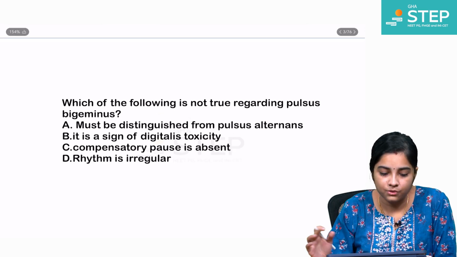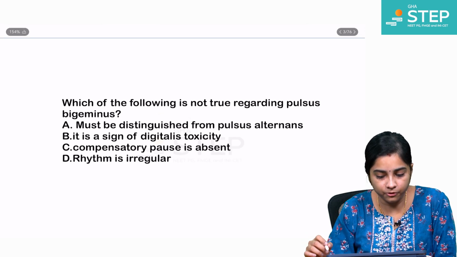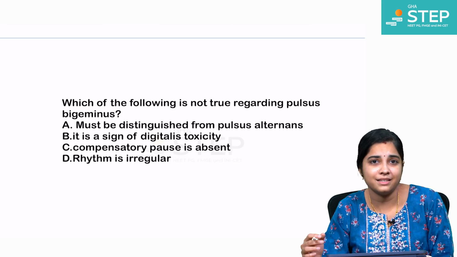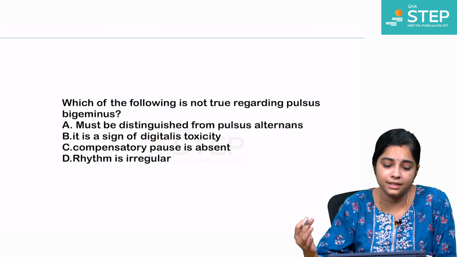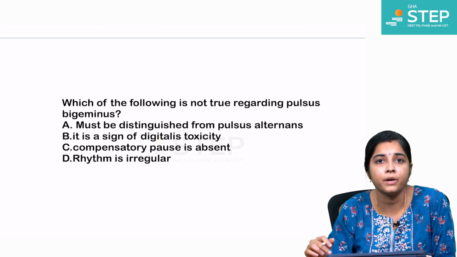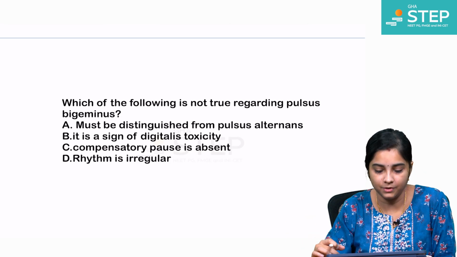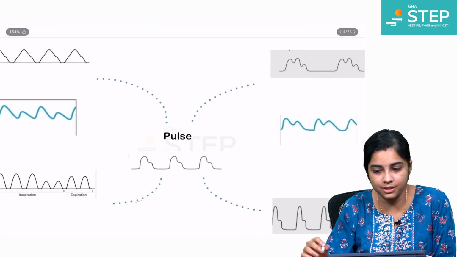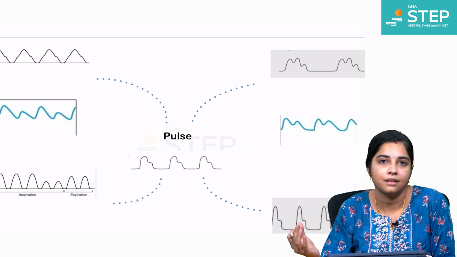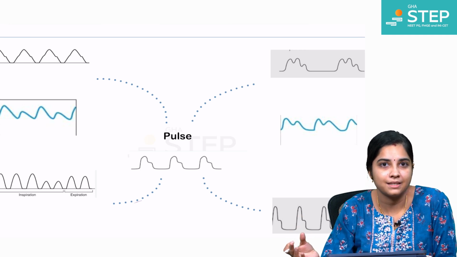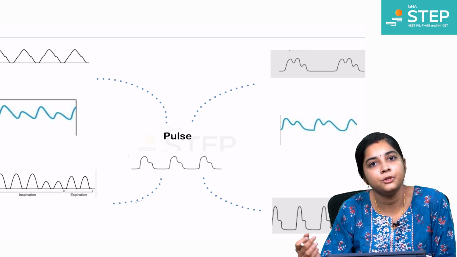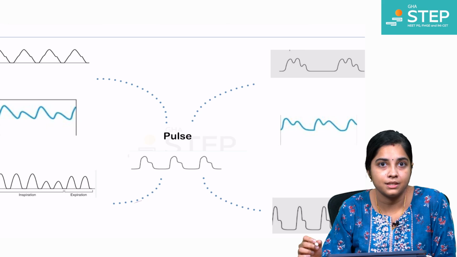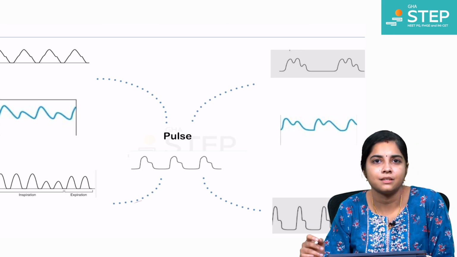Okay, so let's begin. So the first question, which of the following is not true regarding pulsus bigeminis? So to understand what is pulsus bigeminis and to understand this type of question, we should be knowing everything in and around the pulse. Okay, so let us go to the discussion of the pulse and let us attempt this question thereafter. So what is a normal pulse? Pulse is basically the pressure waveform that is generated during the heart's contraction, which is then transmitted across the arteries to the peripheries. So that is what is a normal pulse.